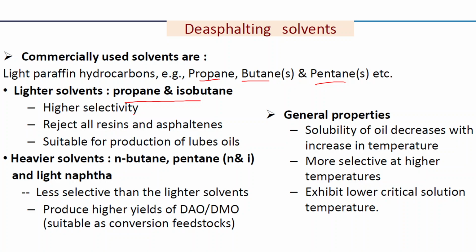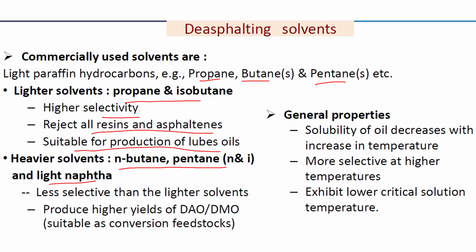If we use propane and isobutane, as they are smaller molecular weight solvents, they will dissolve the lighter products more easily, thus rejecting all the resins and asphaltenes. As their molecular weight is lower, they won't solubilize any amount of resins and asphaltenes. Thus, they are suitable for the production of lube oils, as they have better selectivity for lighter products.